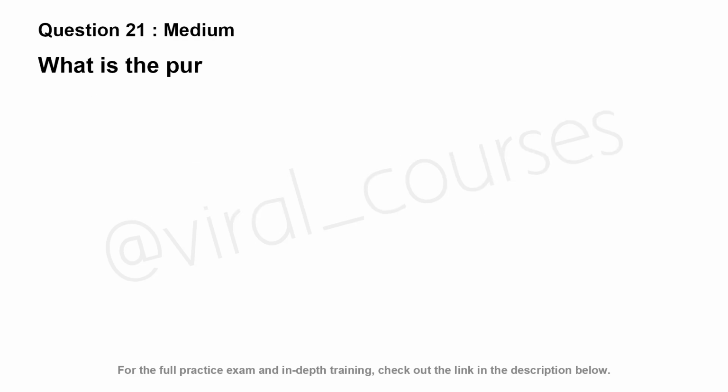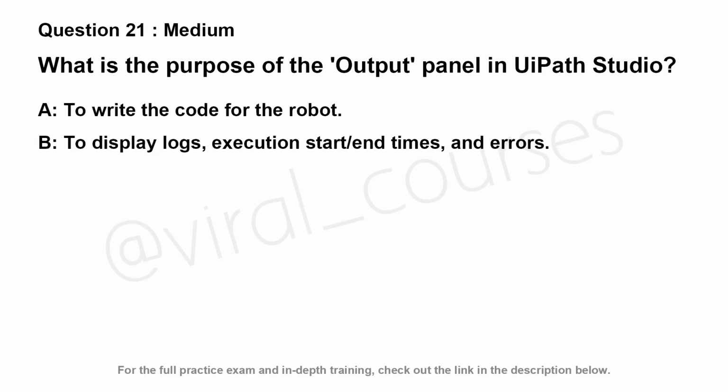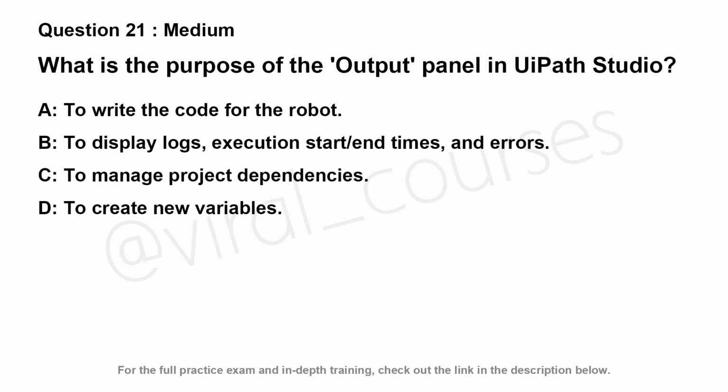What is the purpose of the output panel in UiPath Studio? Option A. To write the code for the robot. Option B. To display logs, execution start and end times, and errors. Option C. To manage project dependencies. Option D. To create new variables.